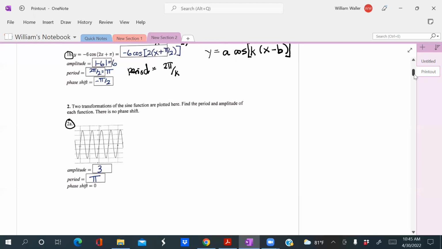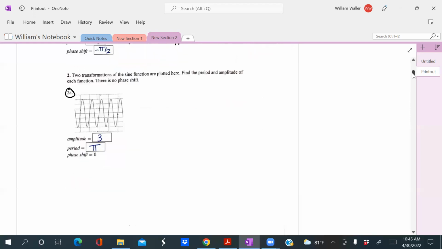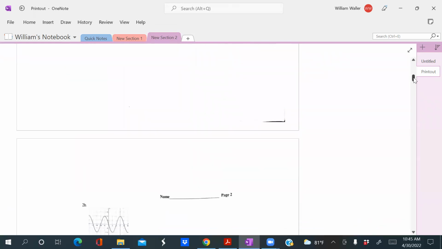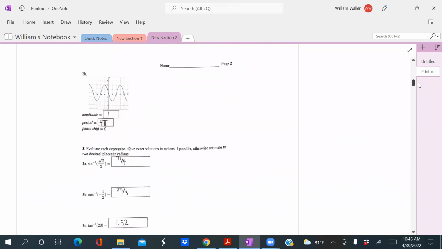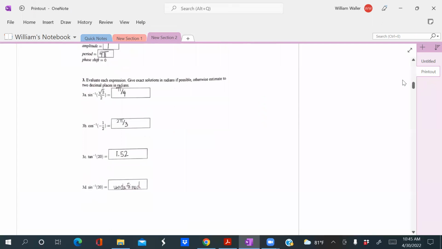Okay, let's scroll down here now and look at our next problem, which is going to be 3, and we're going to look at B, C, and D. So circle those. These are pretty straightforward questions about trigonometric inverses. Here we're just asked to evaluate some inverse trig functions.